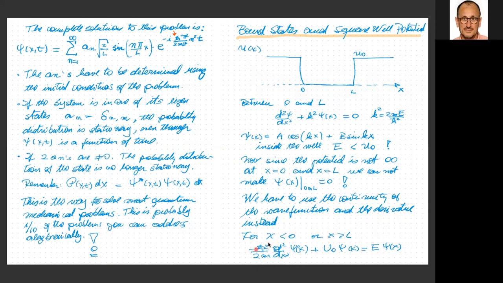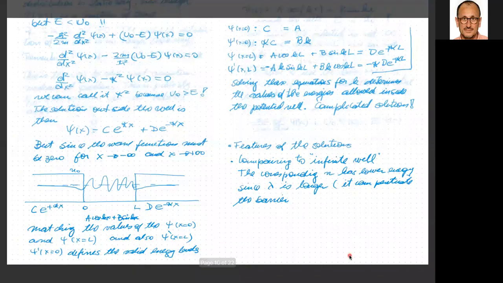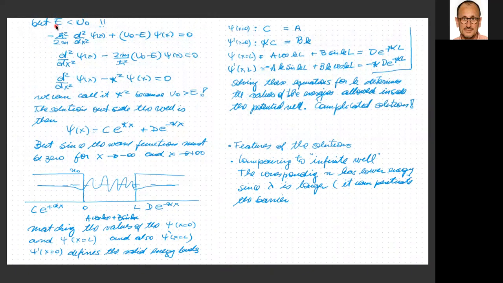What is this? This is the kinetic energy term. This is the potential energy, which is a constant, U naught, times E times phi. So this is the form of the wave function in this region. What is the solution for this? We know that E is less than U naught, so this term here, U naught minus E, is positive.